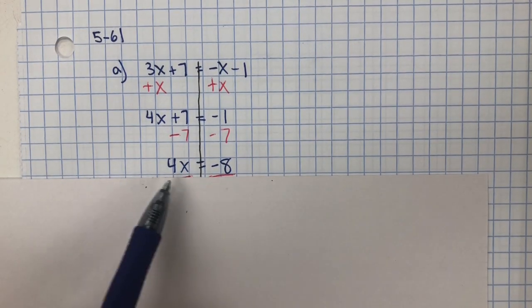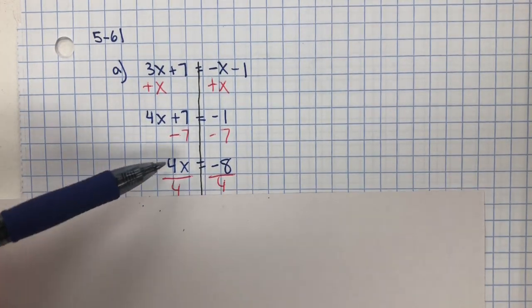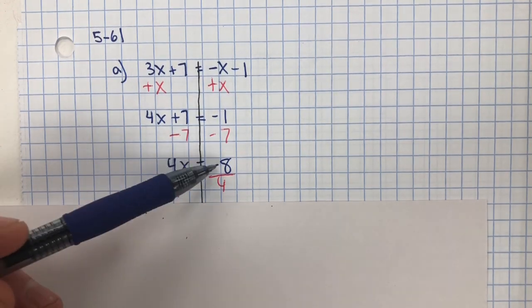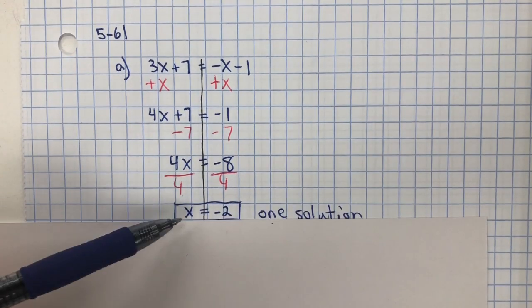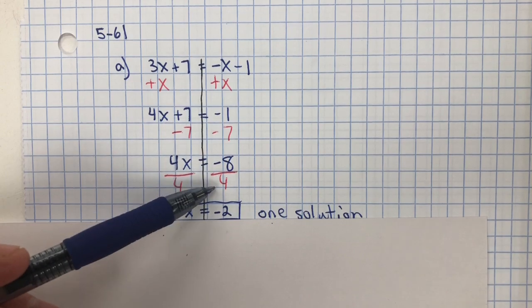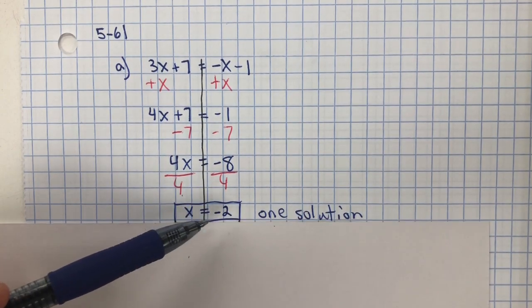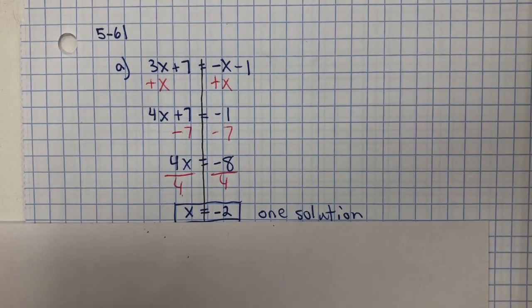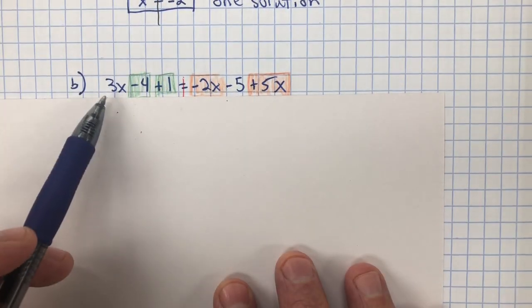Inverse property of multiplication is division. Create the giant 1. And so 1 multiplied by x is x, and negative 8 divided by 4 is negative 2. So there's one solution.